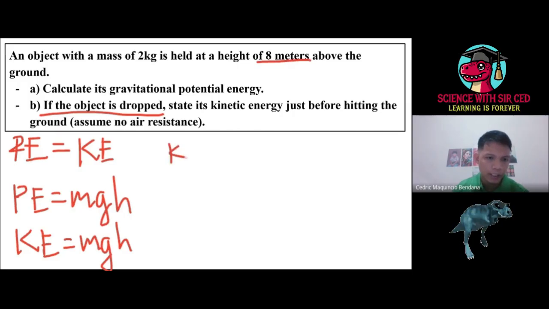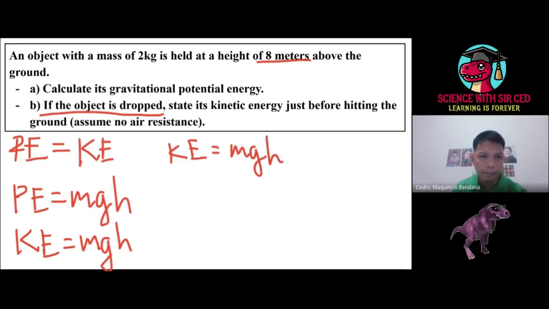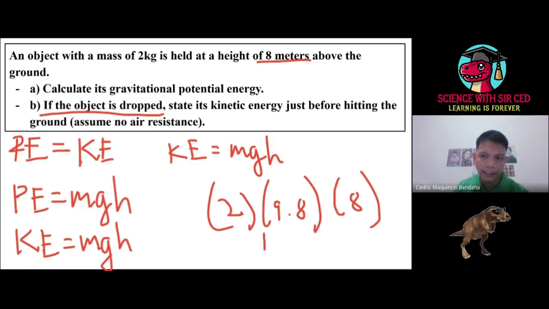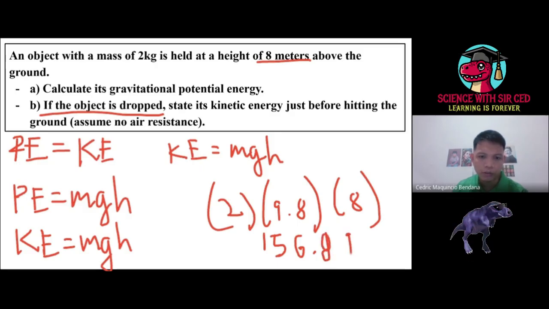So KE can be calculated by mgh, wherein mass is 2, gravity is 9.8, and height is 8. And then you will be getting the same value, 156.8 joules. It will be the same.